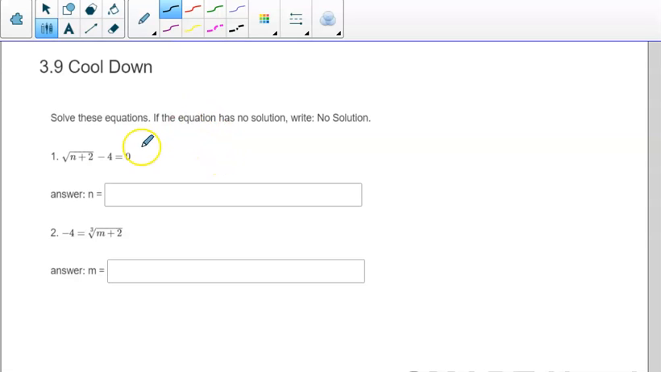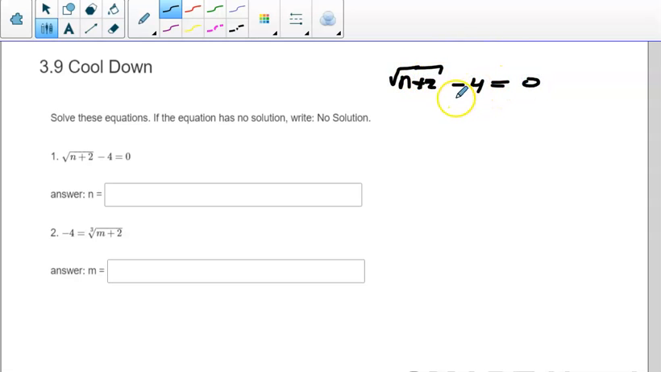Cool down 3.9. We're going to solve these equations here. Starting with the first one, we have the square root of n plus 2. Very important to notice that the square root only goes up to the 2. This -4 is not inside this radical.